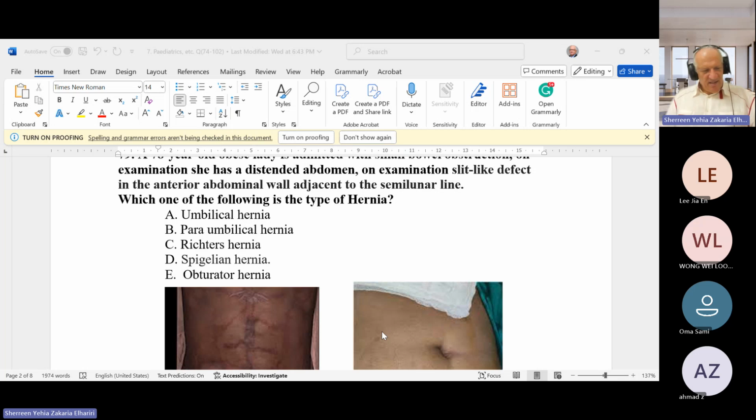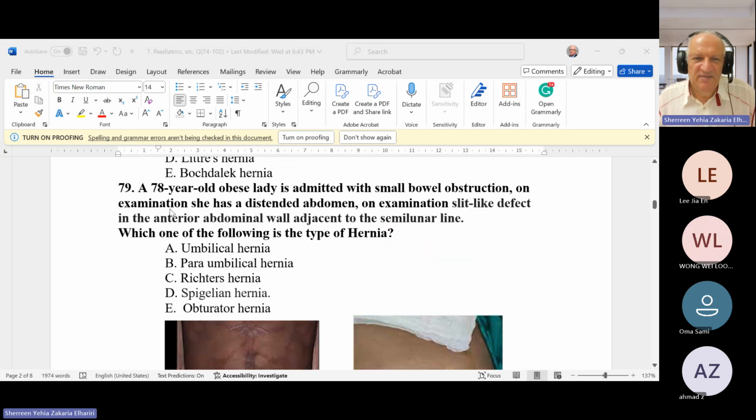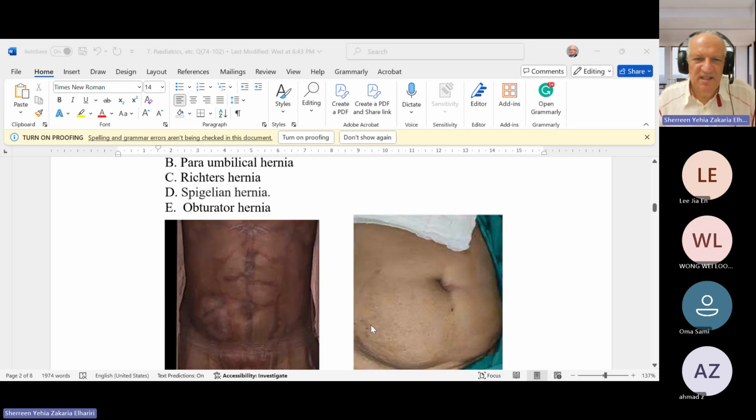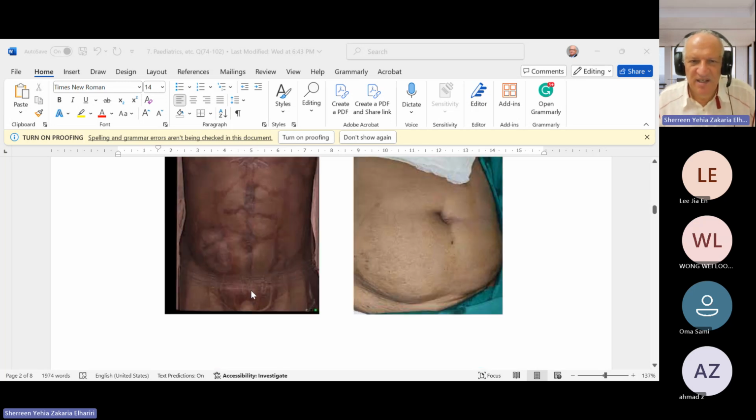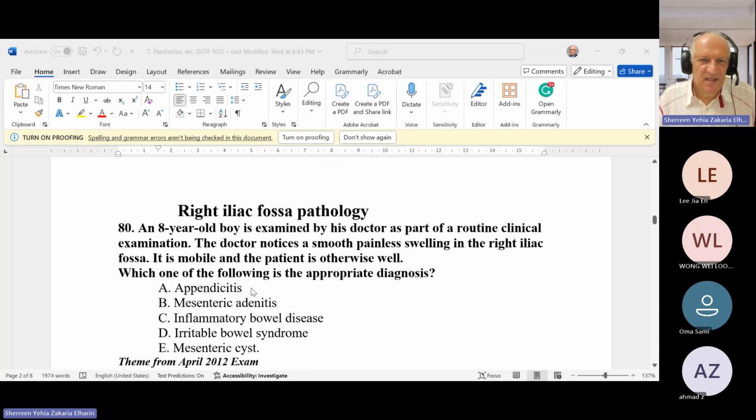Spigelian hernia is a hernia you can find at the lateral edge of the rectus abdominis muscle. It usually doesn't cause anything, but sometimes it can cause intestinal obstruction because it usually has a big neck and a big defect. It occurs in females, in the obese, lateral to the rectus abdominis muscle, and Spigelian hernia is a very rare hernia. Of course, nowadays all hernias are treated by mesh repair or hernioplasty.